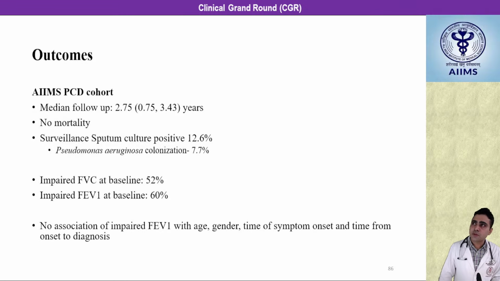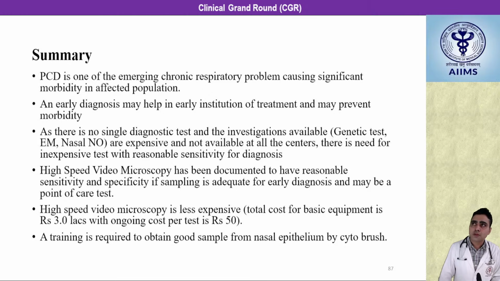The surveillance cultures were positive in 12.6%, with Pseudomonas colonization in 7.7%. As we can see, even at baseline, the impairment of FVC and FEV1 to less than 80% was in 52% and 60% of our cohort, representing significant pulmonary morbidity even at the time of diagnosis. And in limited analysis, we couldn't find any association of impaired FEV1 with age, gender, duration of symptoms, or time from onset of disease to the diagnosis.